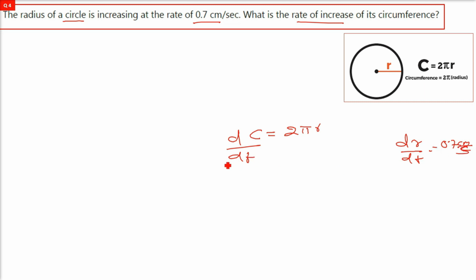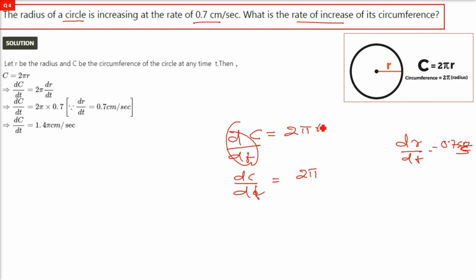Now dc by dt we have to differentiate. Means C we have to differentiate. dc by dt is going to be 2 pi dr by dt. This is r and you are differentiating with respect to t. There is no x, there is no r. dr by dt, but dr by dt is already given in the question, which is 0.7. Just provide it here, 2 into pi into 0.7.